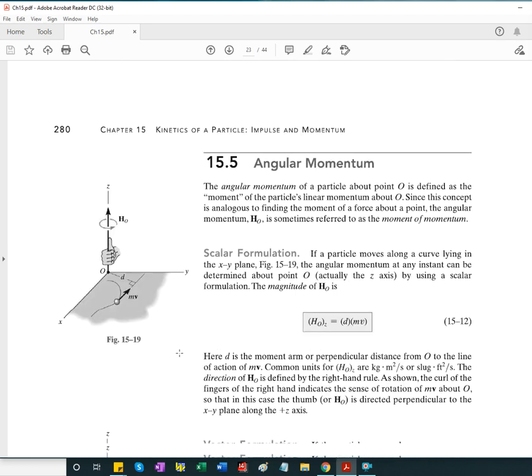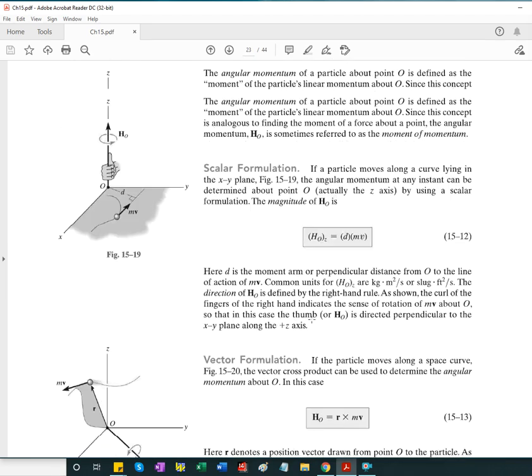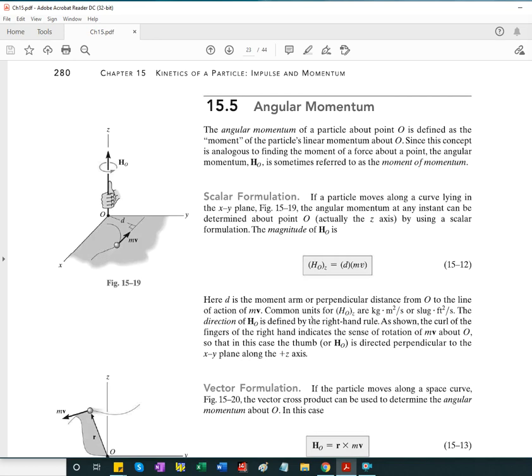Okay. Angular momentum. There are other pages of theory for this chapter. And here you can study the momentum of a particle relative to an axis or a point, if it's two-dimensional motion. Okay, so we define angular momentum as the moment of the linear momentum.